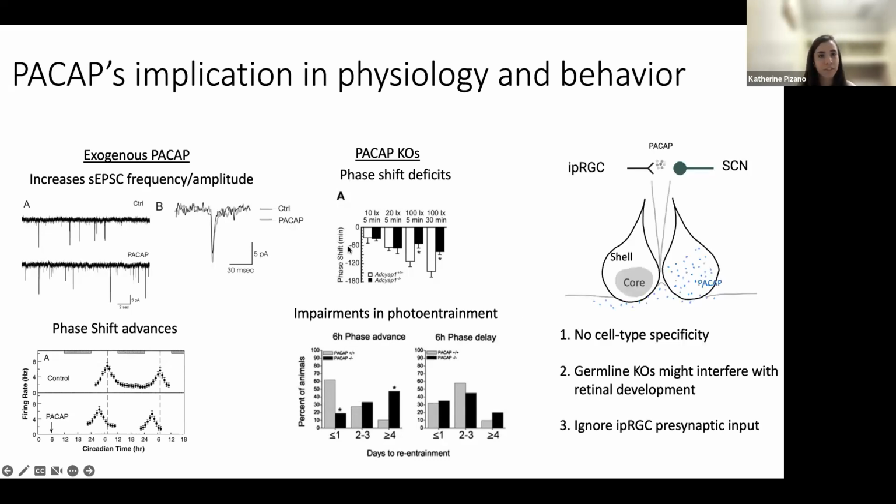Now, while all these papers provide us with a lot of valuable insights into the role of PACAP, studies tend to lack one of three things. One, looking at the SCN, there tends to not be any cell type specificity in these studies. Two, germline knockouts might interfere with retinal development. And three, many of these studies fail to look at how ipRGC presynaptic input can affect these responses.